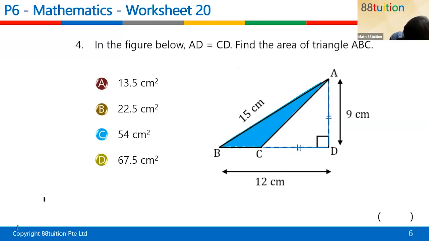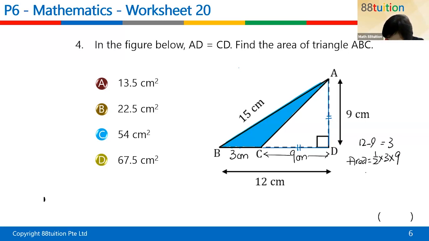So now the question is I need to find something else here. Let's check. Okay, look here. When you have 9, here to here must also be 9 centimeter. So when you need to know the base, you need to use 12 minus 9, and that gives you 3 cm here. So you have the base as 3 and the height as 9. So its area will be half times 3 times 9, which will give you 27 over 2, which will give you 13.5, which is A.